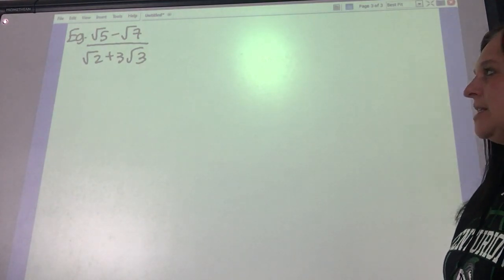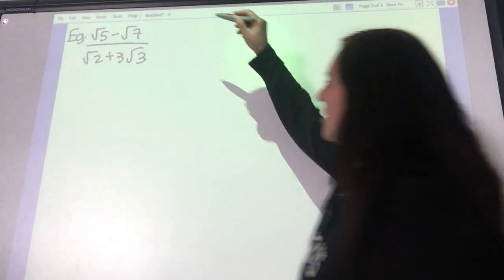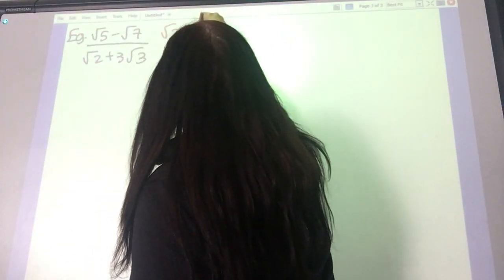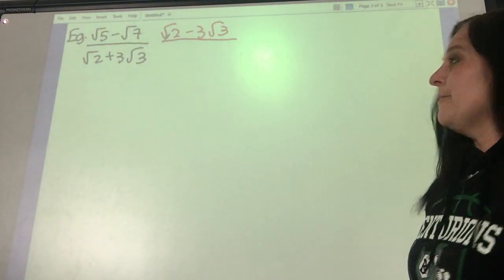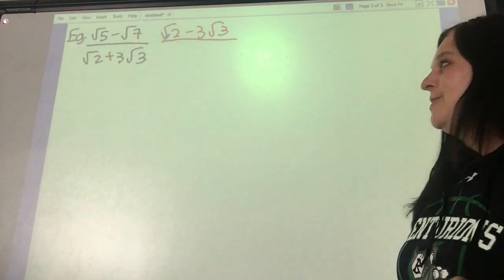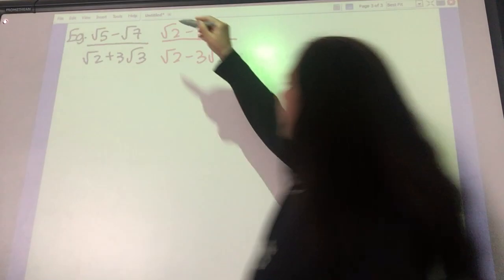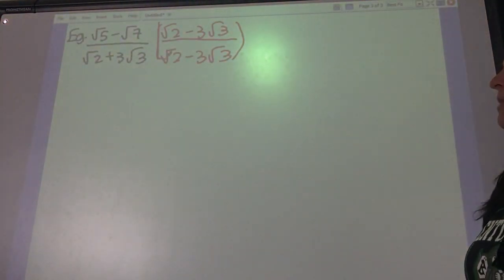Step number 1, what's the conjugate of the denominator? The conjugate would be root 2 minus 3 root 3. That would be a 1-mark concept for knowing what a conjugate of a denominator is in grade 11. And again, what you do to the numerator, you have to do to the denominator. That's it for the new part. Now the rest is just reviewing of everything we've done.